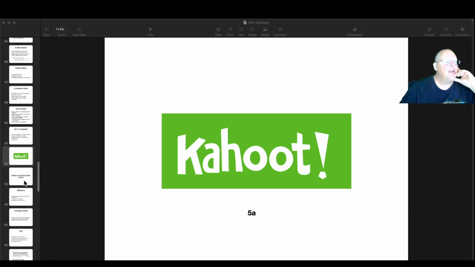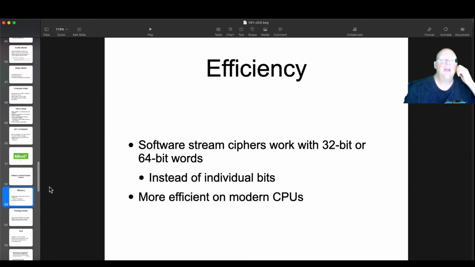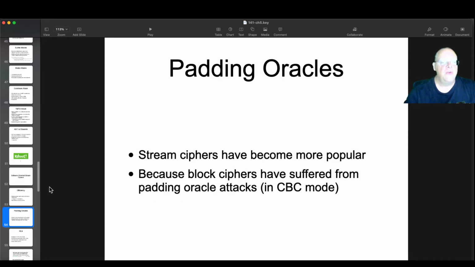So we're down to the last bit of this. Let's talk about these software-oriented stream ciphers. These work with 32 bits or 64 bits at a time, to fit into a 32 or 64-bit processor and be more efficient on a CPU. Block ciphers have padding oracle attacks, which we talked about before, and so stream ciphers became popular to avoid the padding oracles.